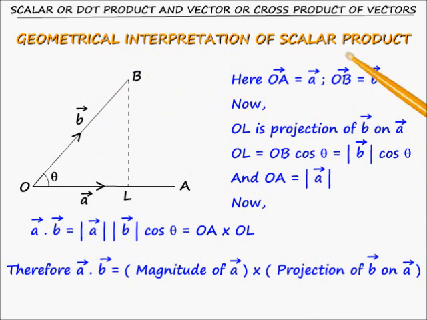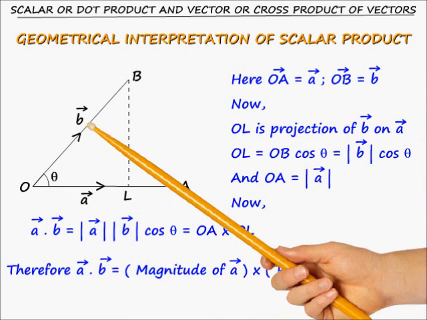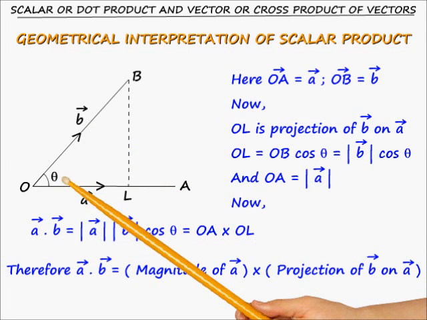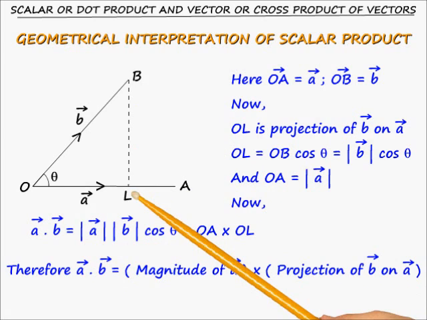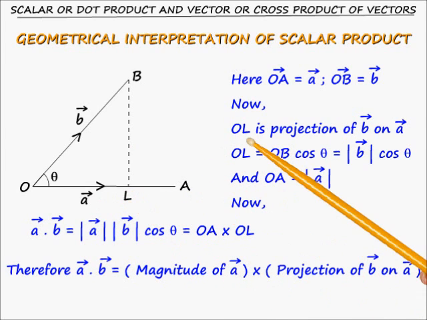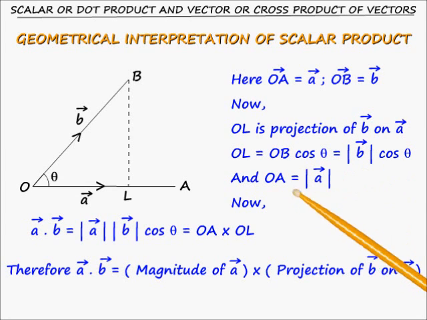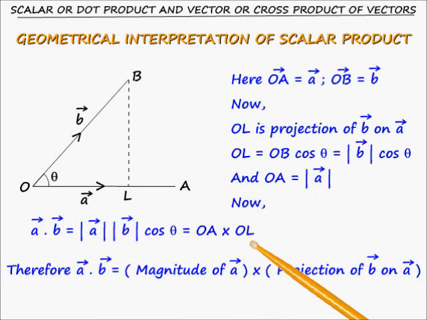Geometrical interpretation of scalar product. Let A and B be two vectors and the angle between them be theta. Then their dot or scalar product is this. Now draw a line BL perpendicular to vector A. Then OL, which is the projection of B on A, is equal to mod B cos theta, and OA is equal to mod A. Therefore, A dot B is equal to OA into OL, which is equal to magnitude of A into projection of B on A.